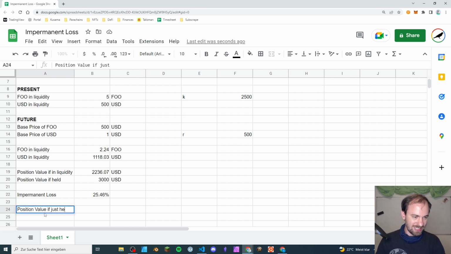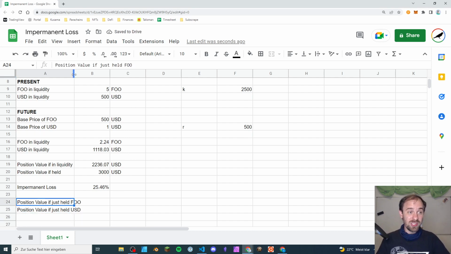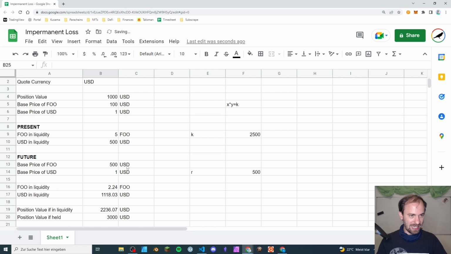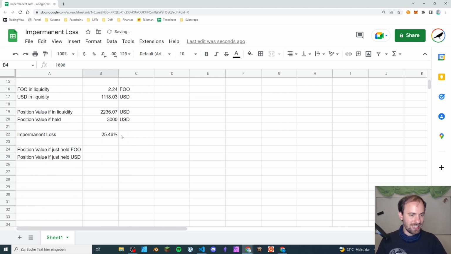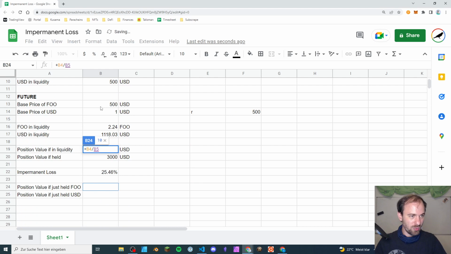Position value if just held foo, or position value if just held USD. Okay, so what would your position be worth if you just held one or the other token? And to do this example, we can say that imagine in the original point in time, you were just holding one of the 2 tokens. So let's say originally you were holding $1,000 worth of value, and you were buying foo for $100 per foo. And then what would it be worth now? You multiply it by the worth of what foo is worth now.